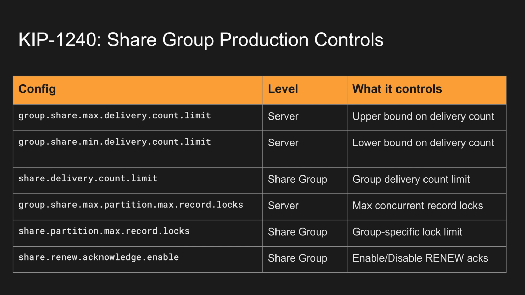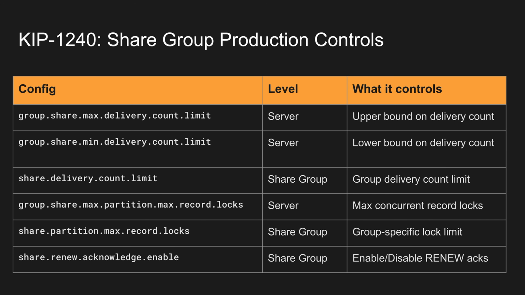Let's take a look at a few of these new configs. Let's start with delivery count. Now you can set an upper and lower bound for all share groups in the broker configuration. Then, on your specific share group, you can specify a delivery count that meets your needs, which will operate within those server-side bounds. You can also enable or disable the use of the acknowledgement type renew for your share group, provided you're using the explicit acknowledgement mode.